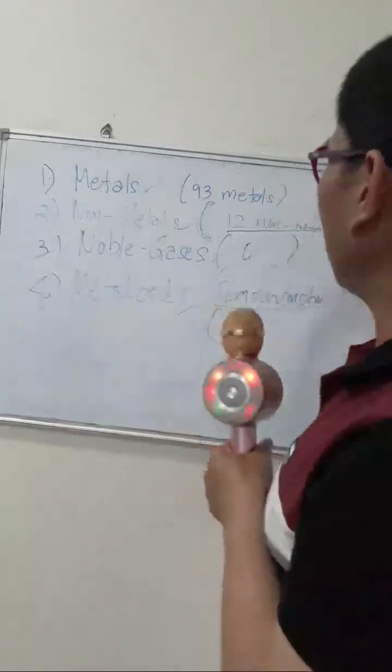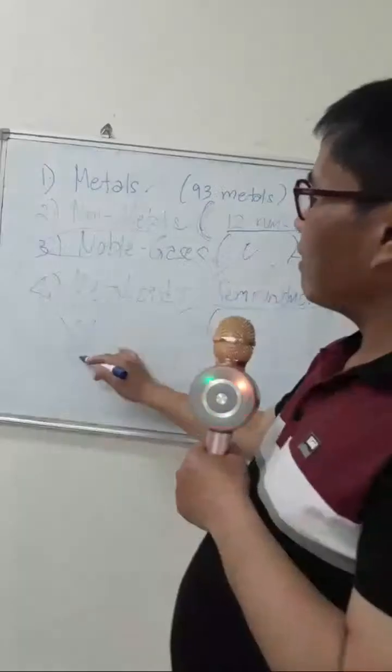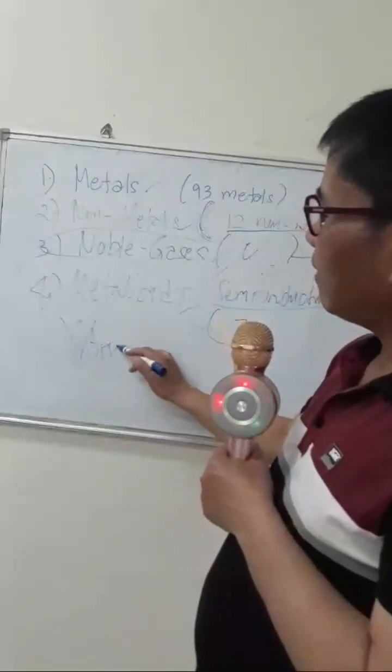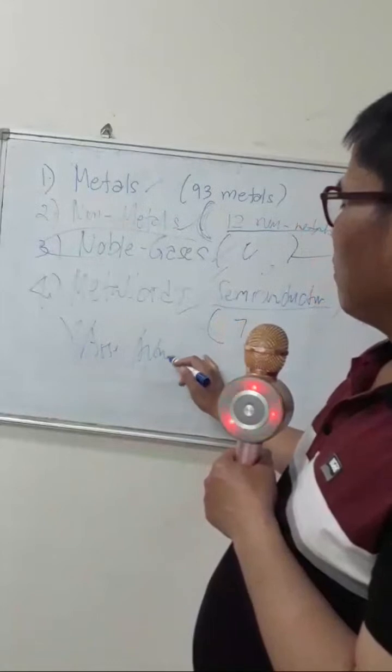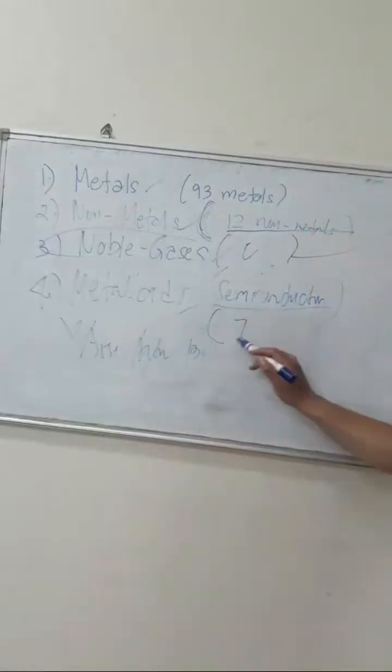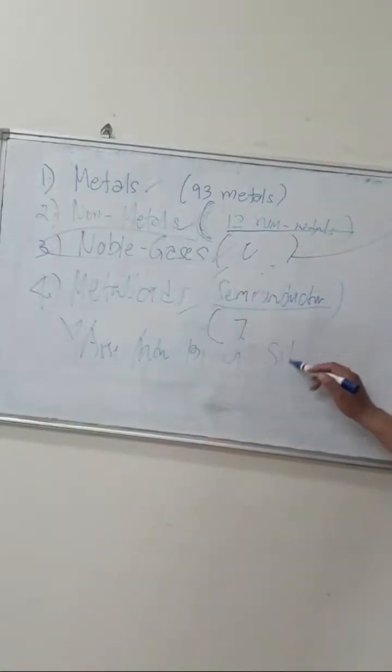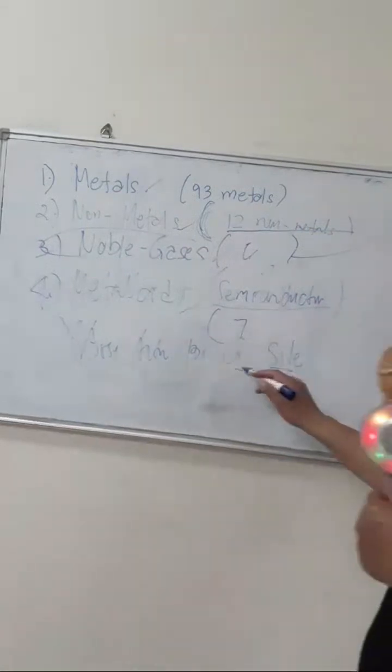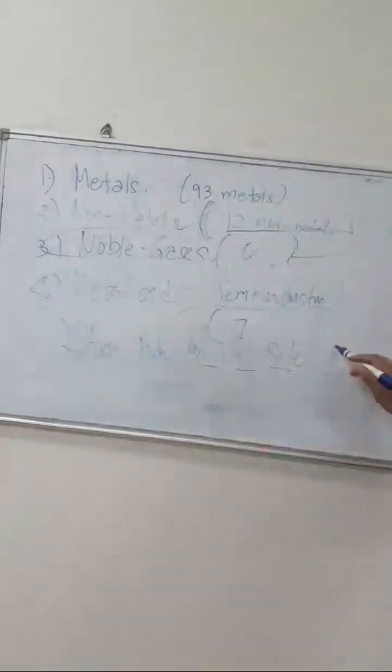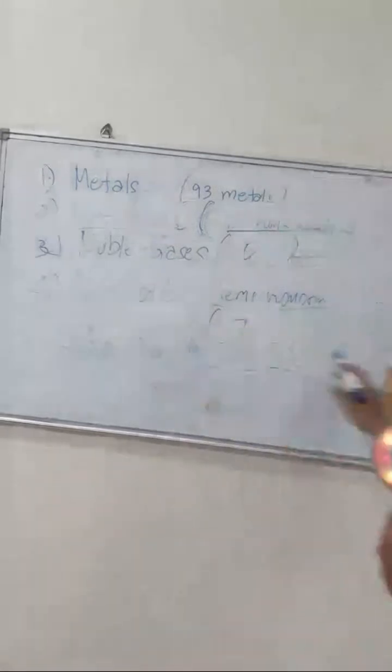So 6 noble gases: neon, krypton, xenon, argon. Now the metalloids: arsenic, antimony, boron, germanium, silicon, polonium, and selenium. Okay, 7 metalloids or semiconductors.